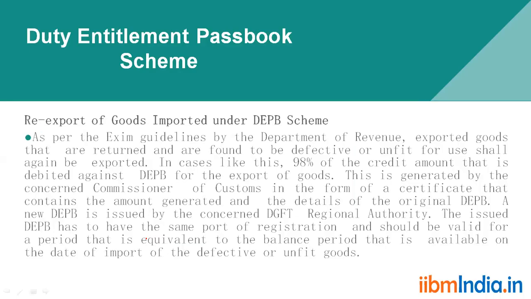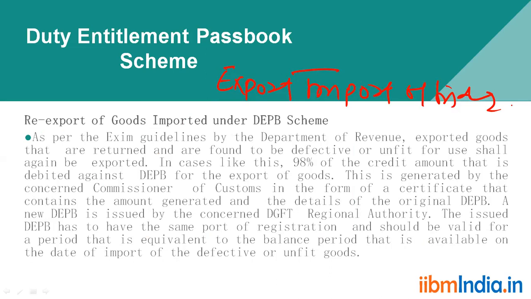Further, we will be talking about re-export of goods imported under the DEPB scheme. Suppose a business wants to re-export goods imported under the DEPB scheme, then what do we have to do? As per the EXIM guidelines, EXIM is all about export import of India. As per the EXIM guidelines by the Department of Revenue, exported goods that are returned and found to be defective or unfit shall again be exported.